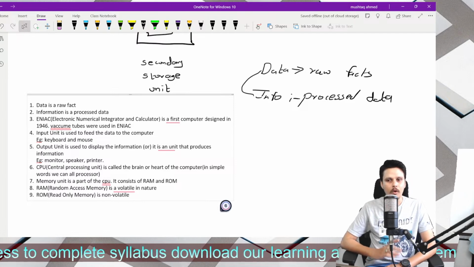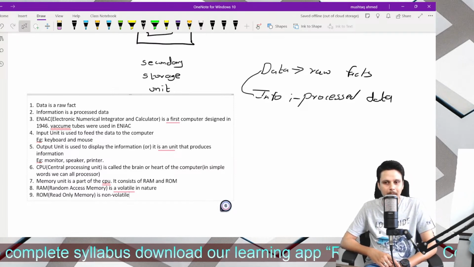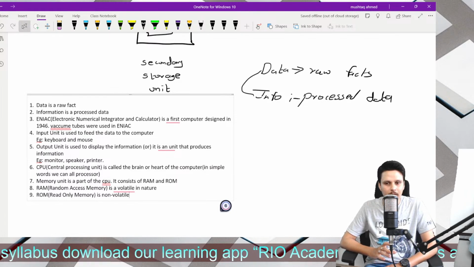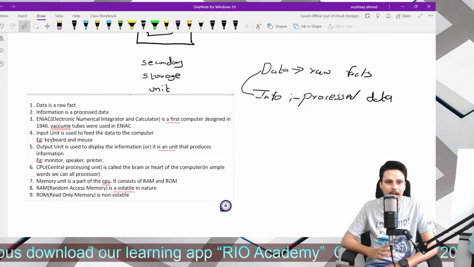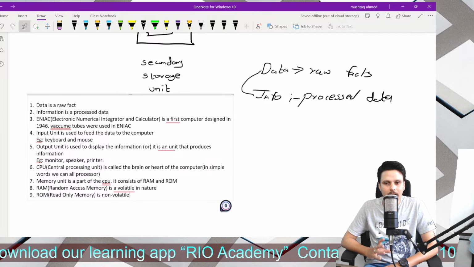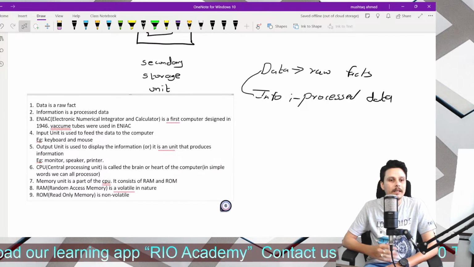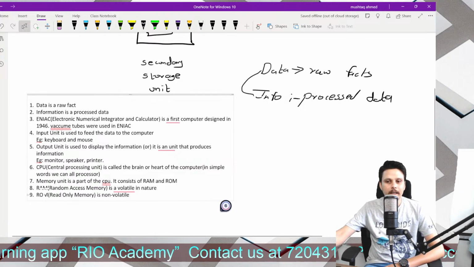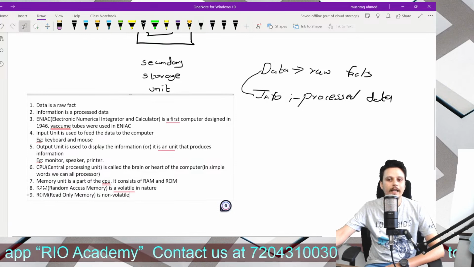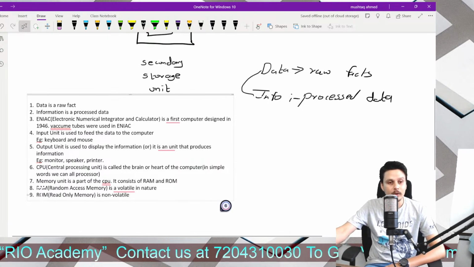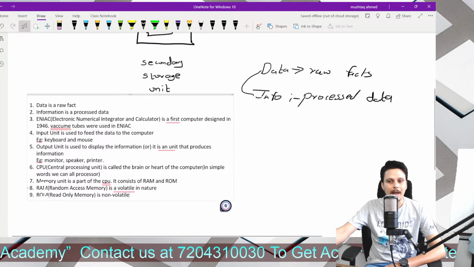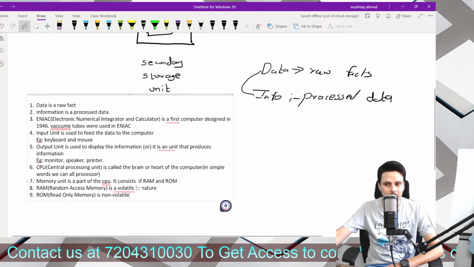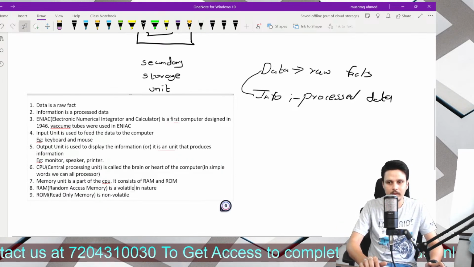Volatile means whatever information is stored in the RAM will be erased once the computer switches off and restarts. So whatever data is stored in the RAM will be erased when you restart the computer. But in ROM, whatever data is stored once will stay forever until you delete it. So we call RAM a volatile memory. Volatile means temporary memory.